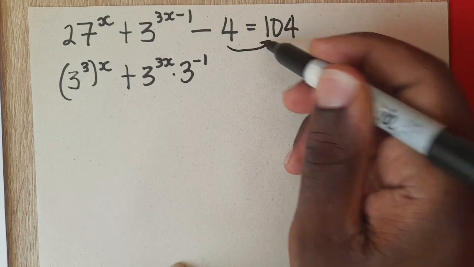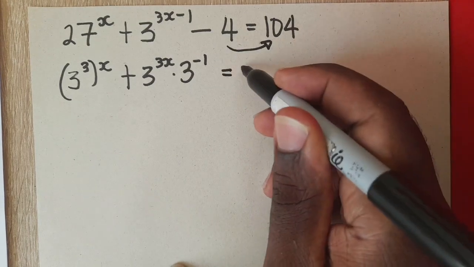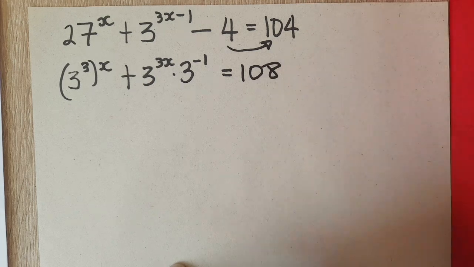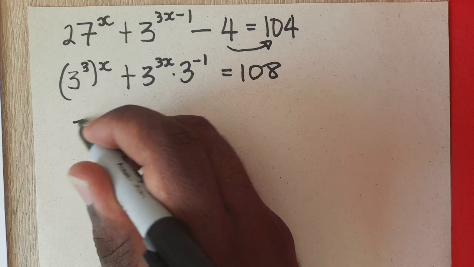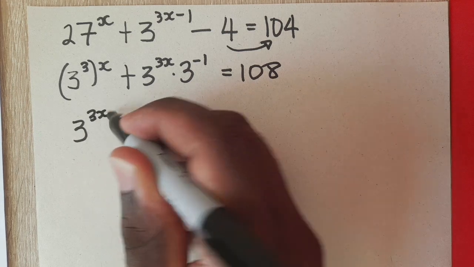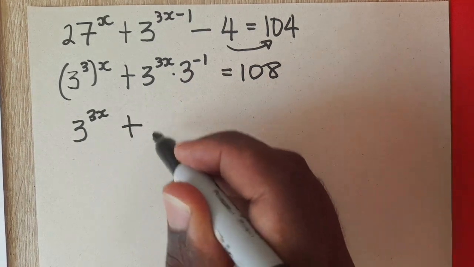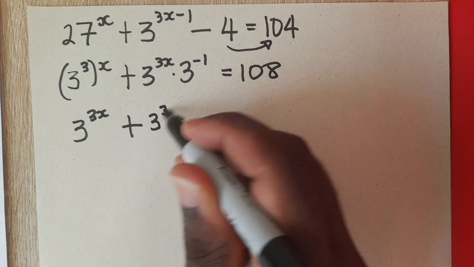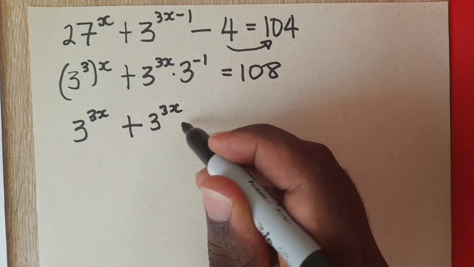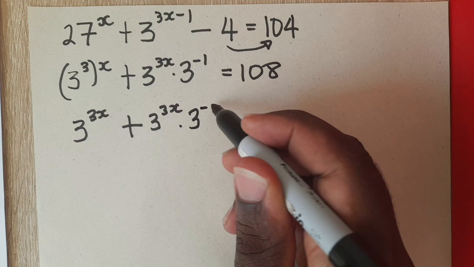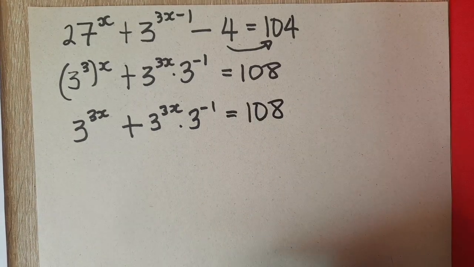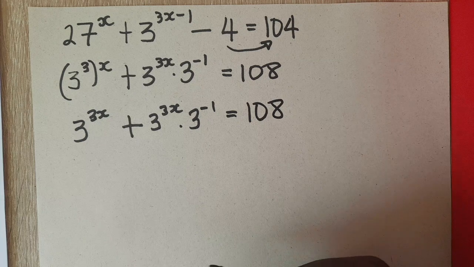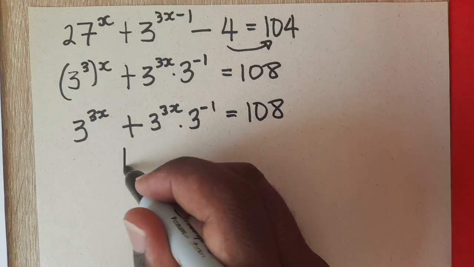And then we just move that negative 4 over to the right side by adding it, and then we get 108. After that, we are able to multiply the exponents. 3 times x is 3 to the power of x, and then we just copy paste 3 to the power of 3x times 3 to the power of negative 1 is equal to 108. So far all I'm doing is just rewriting the original math problem.